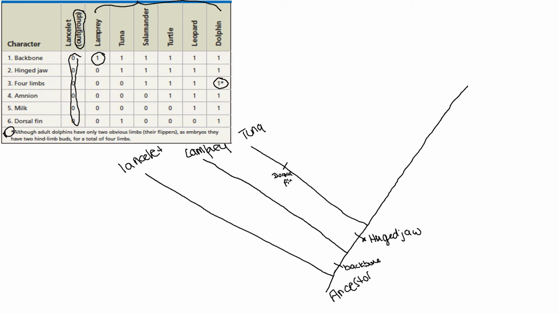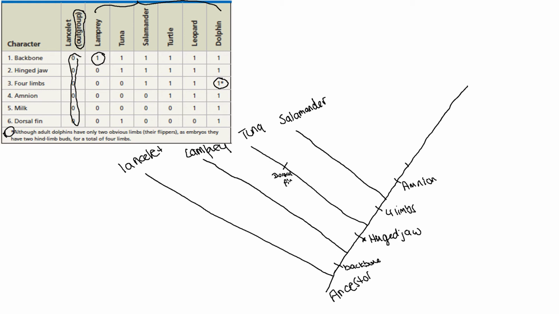Okay. Now, tuna also has a dorsal fin, right? So let's go ahead and put dorsal fin here. Okay. And now we have salamander. Salamander has 4 limbs along with everything else. So we can put 4 limbs, which happen next. Salamander is the first one that has 4 limbs but doesn't have any of the other characters that we're looking at. All right, so we have salamander here.